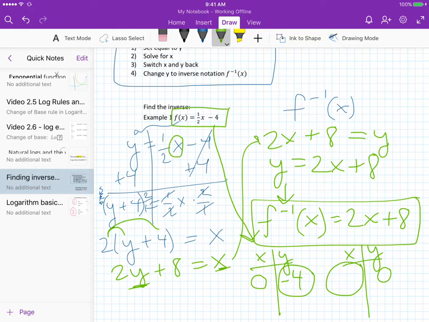If I plug in negative 4 as the x, that would be 2 times negative 4 plus 8. Well, 2 times negative 4 is negative 8. And negative 8 plus 8 is 0. So that is the inverse.